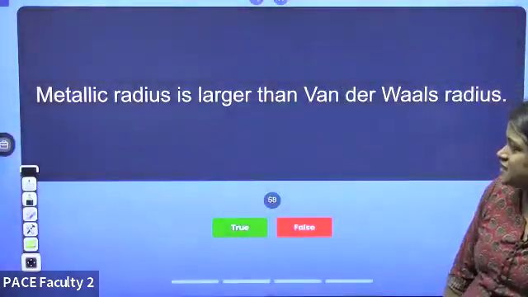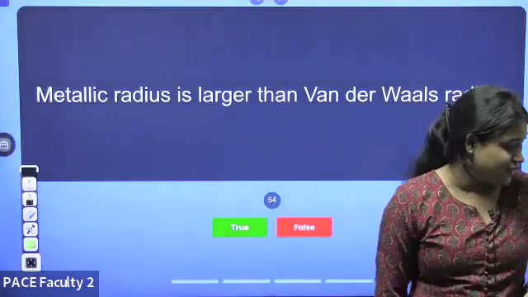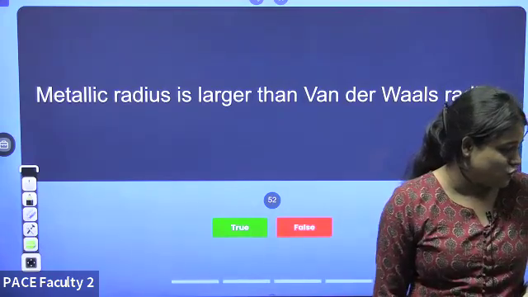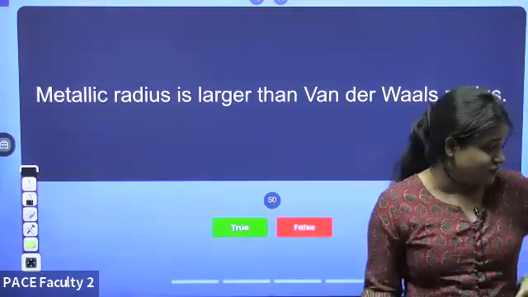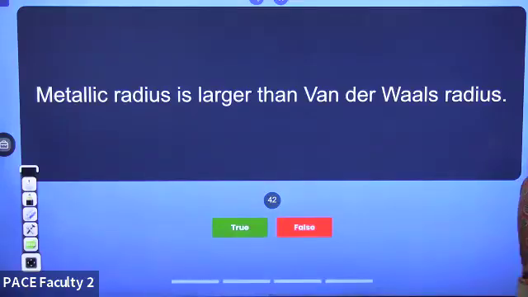Next, metallic radius larger than van der Waals. True or false? Metallic radius is larger. False or true? क्या दोबारा से? हाँ ट्रू. सही कह रहे हो. सही कह रहे हो. राहुल ऑल्सो सही कह रहे हो.